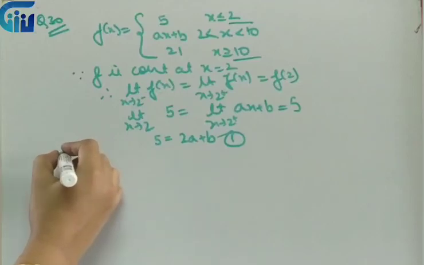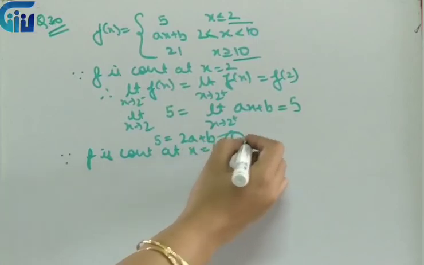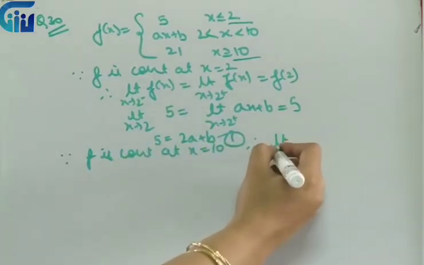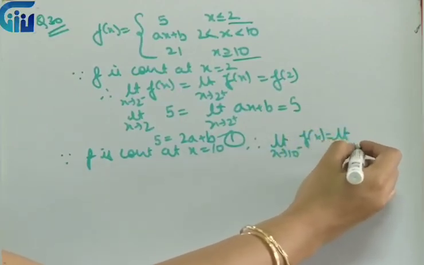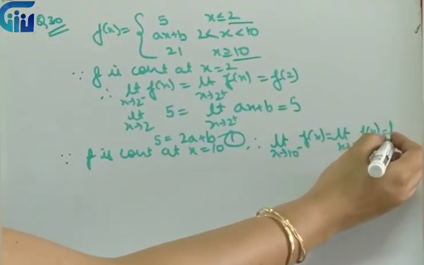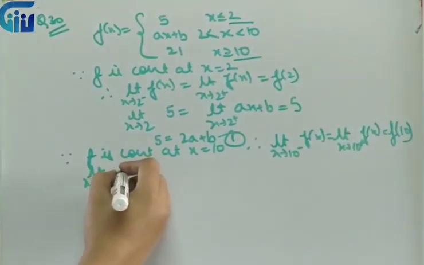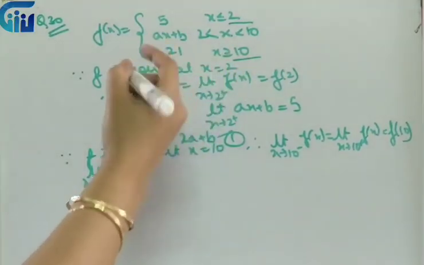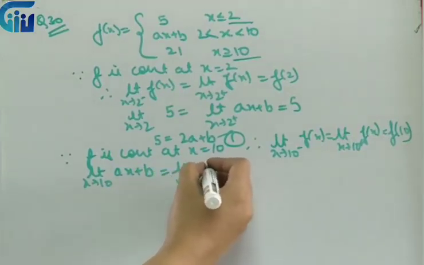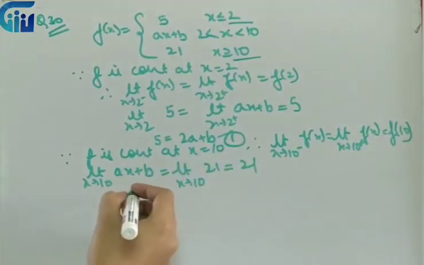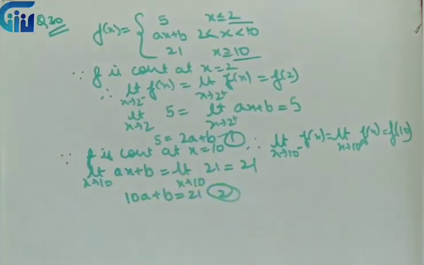Then similarly we will say, since f is continuous at x equal to 10, therefore left hand limit at 10 is equal to right hand limit is equal to the value of the function at 10, right? So left hand limit is what? Less than, it means ax plus b. This is right hand limit, it means 21, and equal to is also 21. So we can say it as 10a plus b is equal to 21. So let's say this is equation 2.